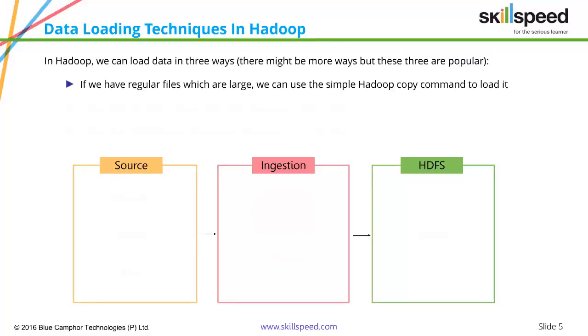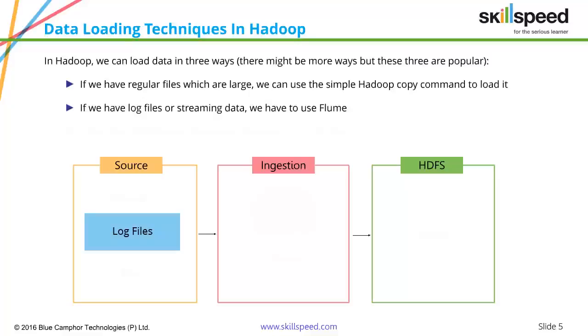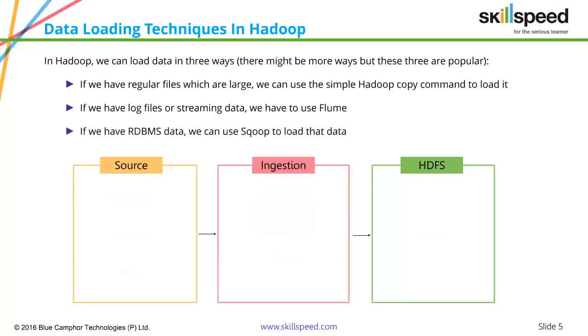The second way is using a tool called Flume. We will be having a detailed discussion about Flume in the next module. What Flume basically does is that it allows you to copy streaming data such as log files, tweets, etc. on a continuous basis to Hadoop. The third way is what we are discussing, called Sqoop, which allows you to copy the data from an RDBMS into Hadoop.